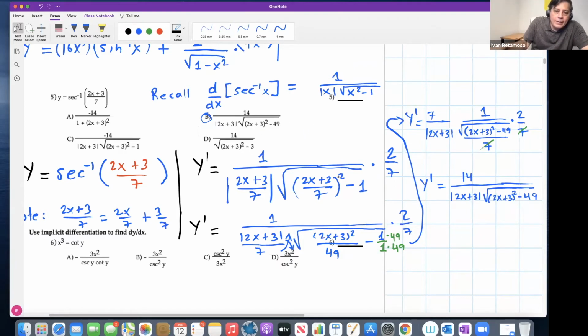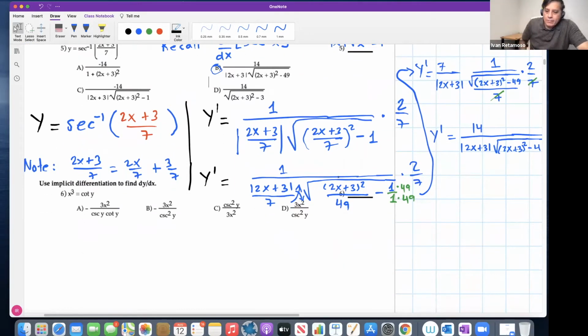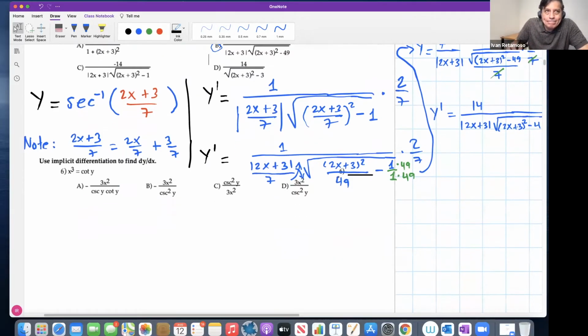Great. Very good, guys. Now, with this, we have enough on taking derivatives of inverse trigonometric functions. Now, let's go over implicit differentiation.